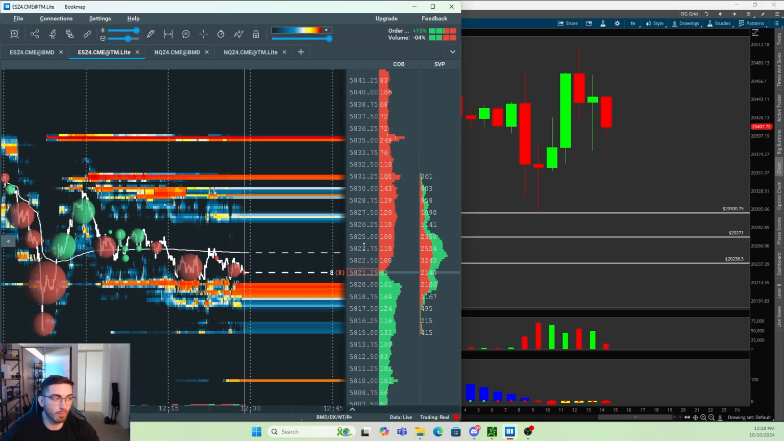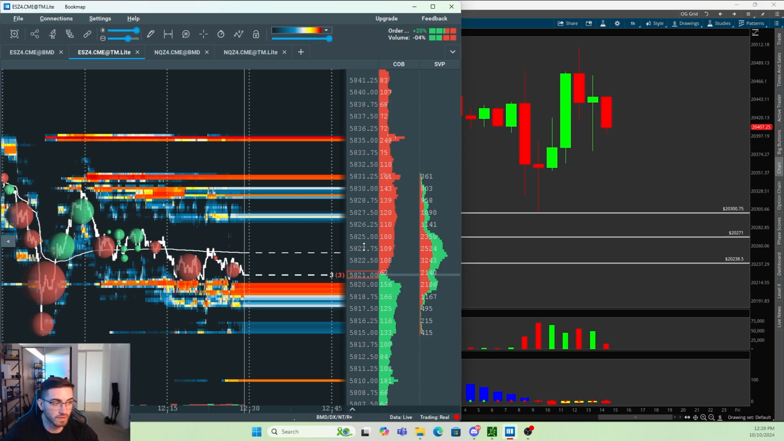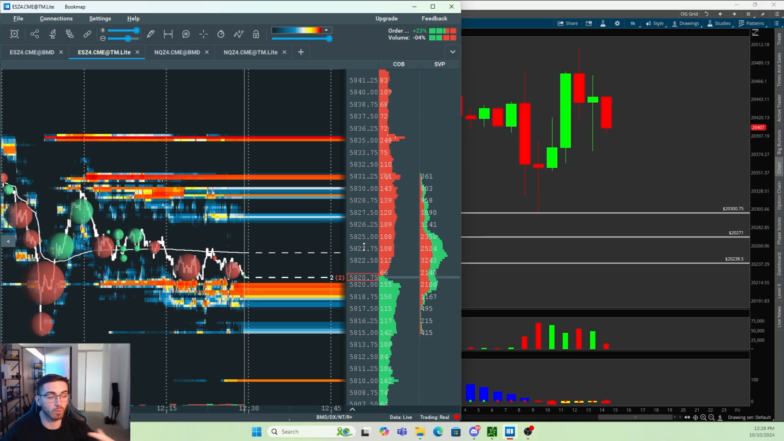But pretty much, Bookmap is a combination of your level 2 and your time and sales. So level 2 is just limit orders in the market waiting to get filled. Time and sales is aggressive orders in the market, participants saying, get me in right now. So if I were to buy market, I would be considered an aggressive buyer. If I were to sell market, I would be considered an aggressive seller.